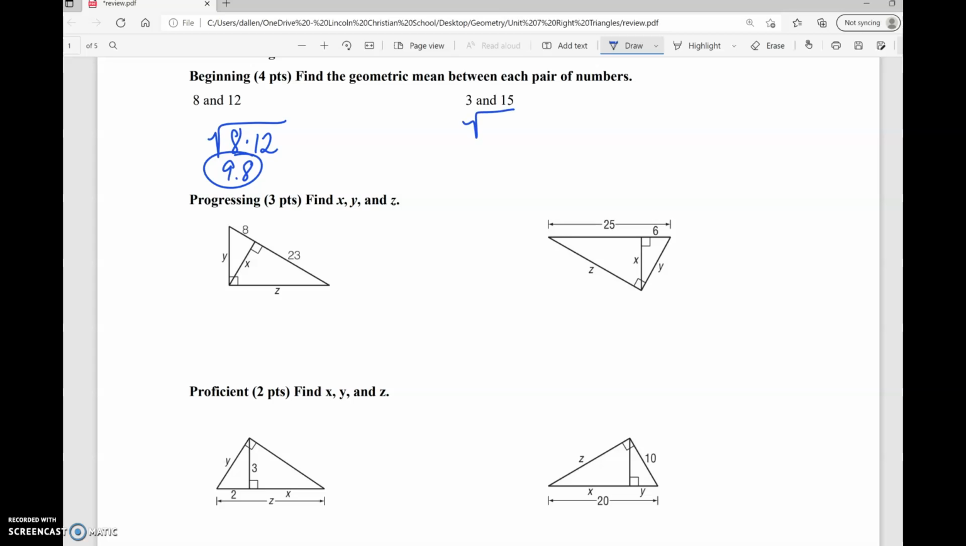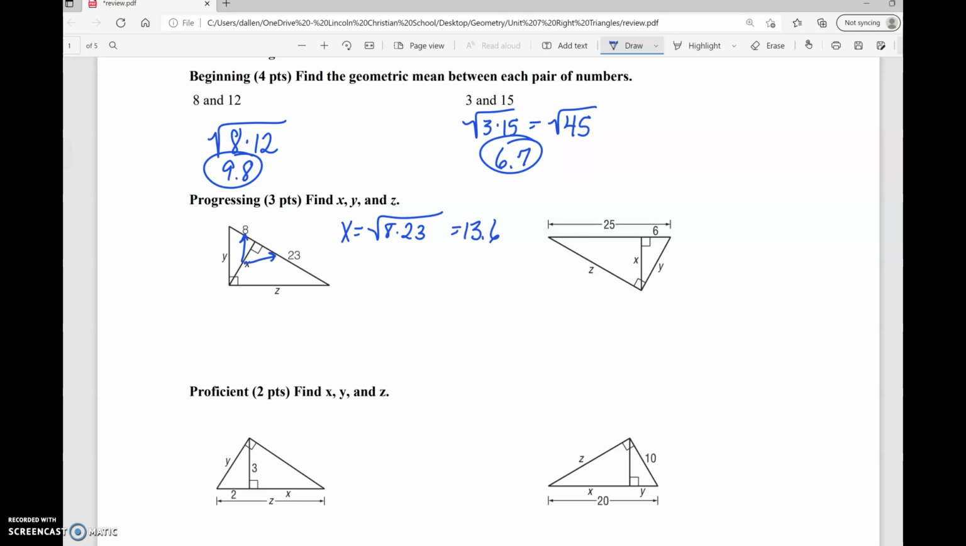Same thing here, square root of 3 times 15, or square root of 45, if you want to look at that. And then again, plug that in your calculator and give me the decimal, so 6.7. So that'll be your beginning question. And then your progressing question will come straight from what we know the geometric mean is. So remember, the altitude here is the geometric mean between the two sides that are broken into parts. So x will equal the geometric mean of 8 times 23. And again, just plug. Once you know which ones it is, it should be pretty easy to plug in. So 13.6.